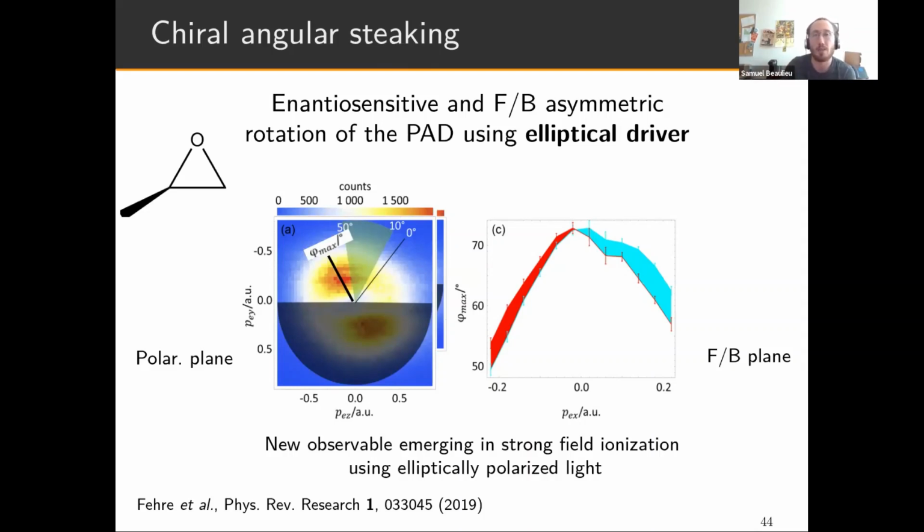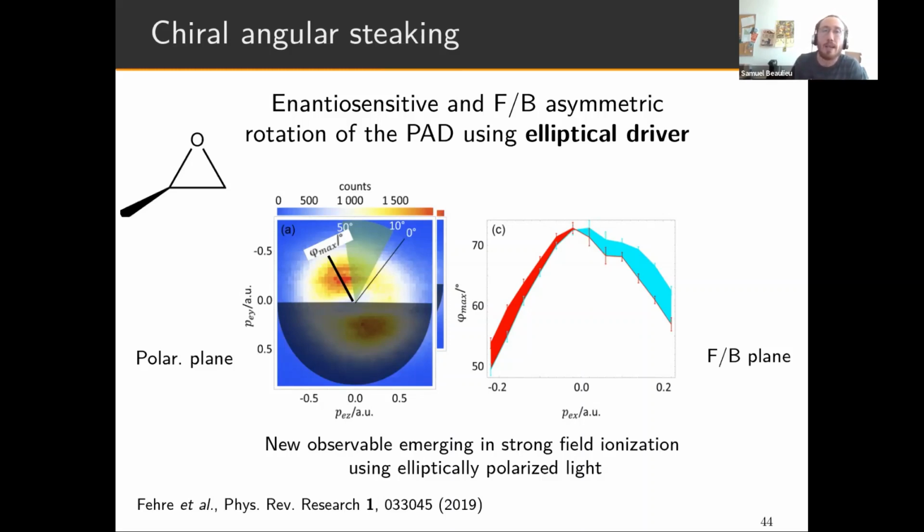And one other important ingredient in our strong field physicist toolbox is the angular stretching of the photoelectron distribution when you use strong field ionization with an elliptically polarized field. And this is often used in the context of Attoclock measurements. And so here the group in Frankfurt have recently investigated the influence of molecular chirality in such an Attoclock-like setting.